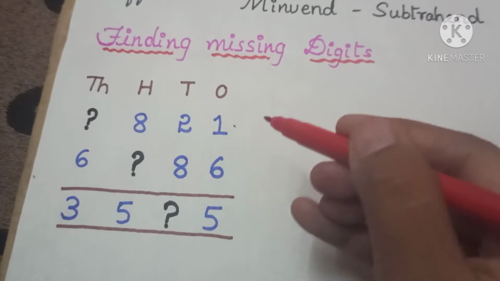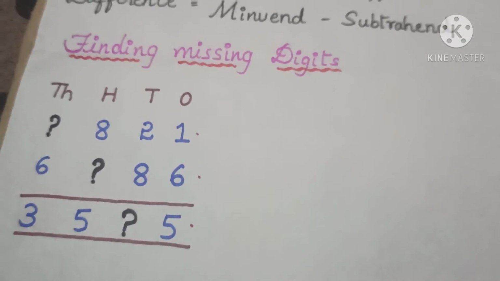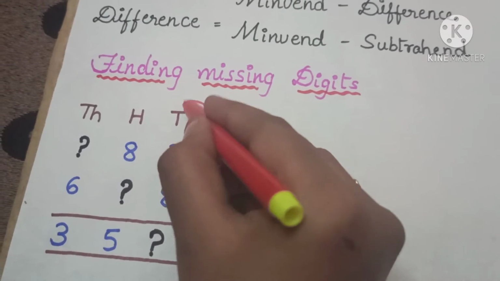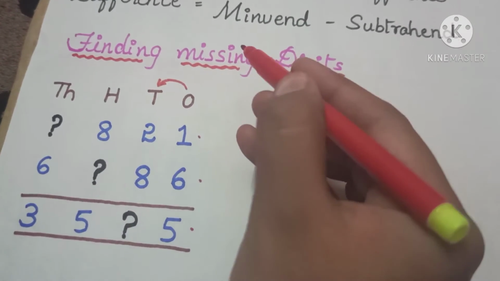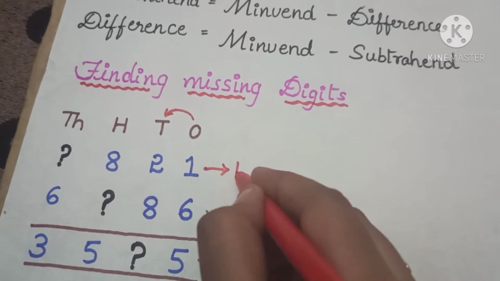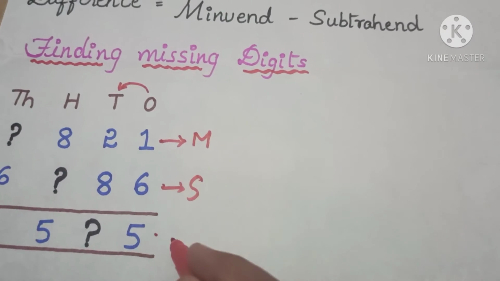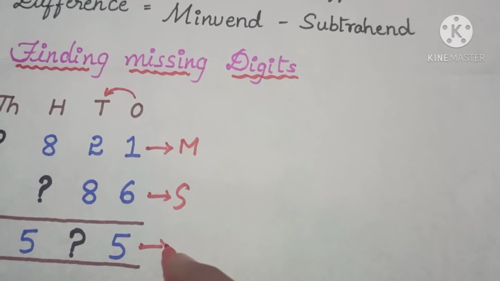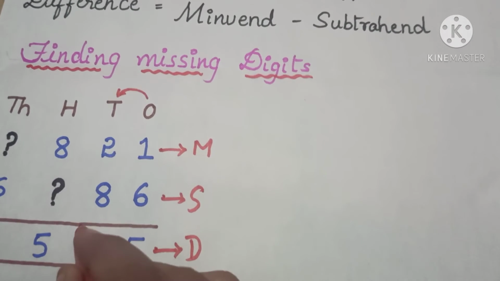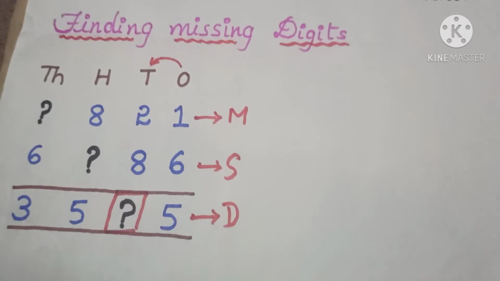Here in ones place you are not having any missing digits. So we shall just move on with our next thing, that is tens, where we should just know that this is minuend, this is subtrahend and this is the difference. Here we have a question where we are missing the digit in the difference.